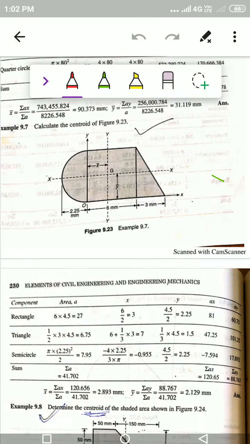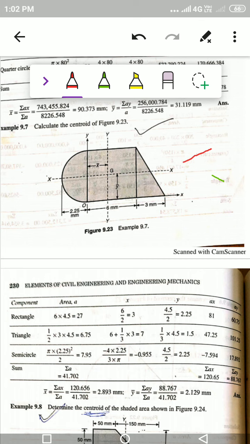Hello students, so let us see another problem on a centroid. Just observe example 9.7, calculate the centroid of the given figure. So this is the given figure. We can observe that it has three geometrical shapes: one is a rectangle, one is a semicircle, and one is a triangle.